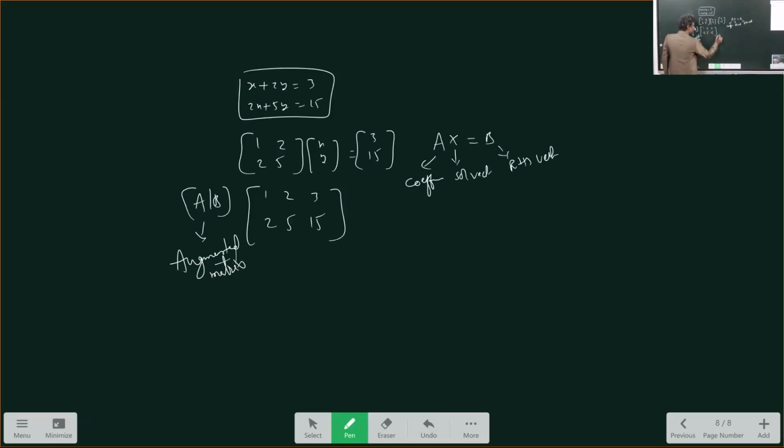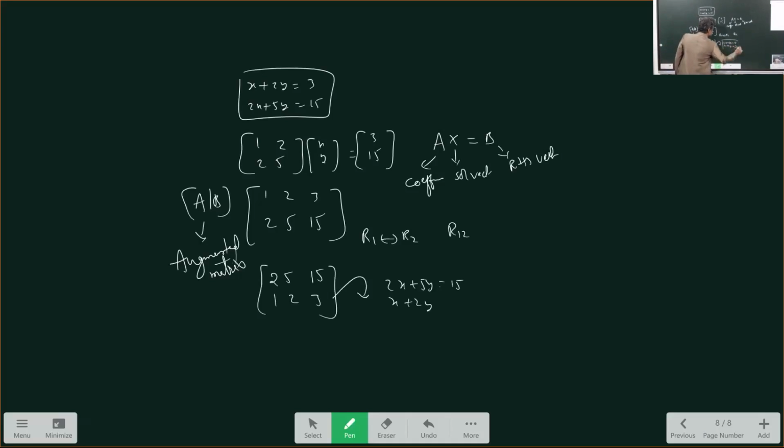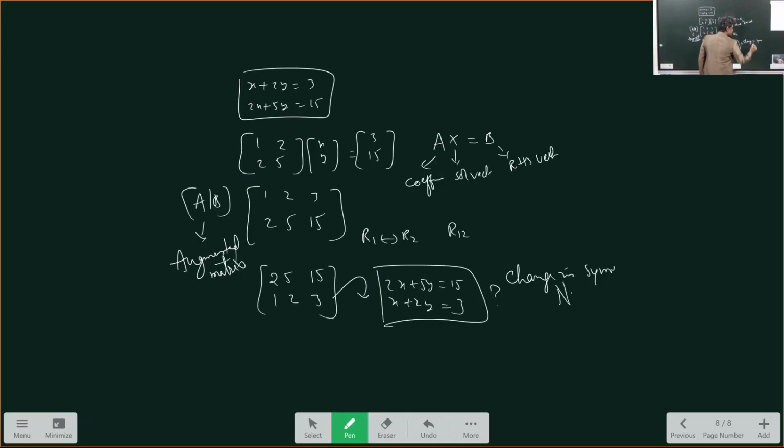Now here what I am doing is R1 changes to R2, which I write as R12. What is the meaning of this? 2, 5, 15, 1, 2, 3. So from this augmented matrix, rewrite the system. This becomes 2x plus 5y is equal to 15 and x plus 2y is equal to 3. Now, is there any change in the system? No. There is no change in the system.